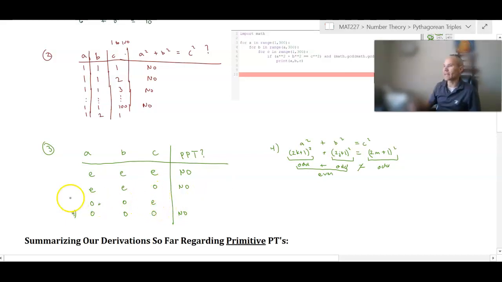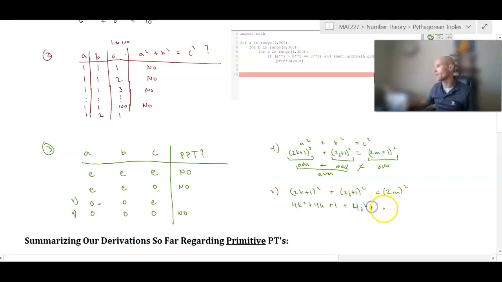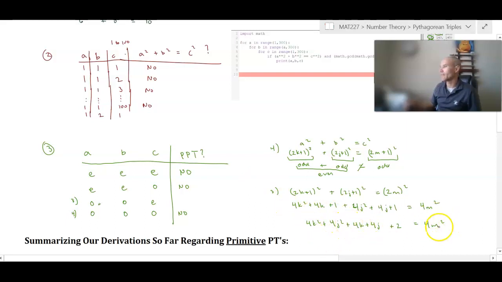Can C be even? Well, let's analyze that. I'll call that row 3. That would imply that we have (2k plus 1) squared plus (2j plus 1) squared. Since we're looking at C being even, it is of the form 2m. If I do some distribution on this, I get 4k squared plus 4k plus 1 plus 4j squared plus 4j plus 1, and that would equal 4m squared. Combining like terms, I get 4k squared plus 4j squared plus 4k plus 4j plus 2. Everything seems okay so far. There doesn't seem to be anything unusual here. I have an even number on the left, and an even number on the right.